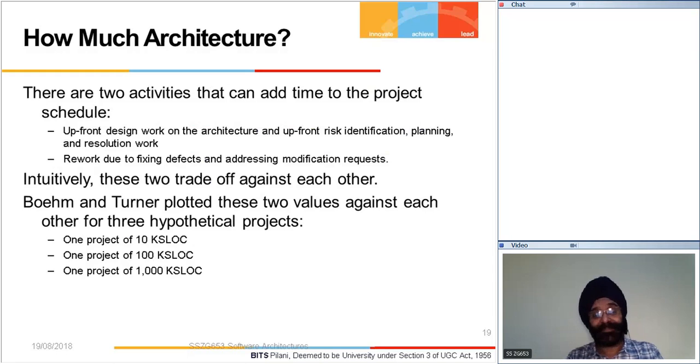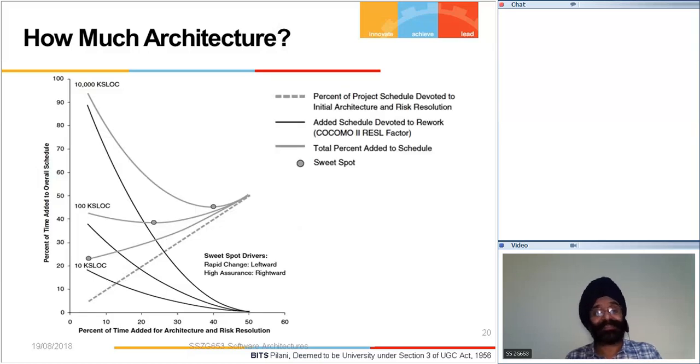So your various projects: 10 KSLOC. KS stands for kilo, S stands for source. So kilo source lines of code. So 10 kilo source lines of code would be a small project. 100 kilo source lines and 1000 kilo source lines would be very big projects. So based on these various project sizes, there's a nice graph that's been drawn up here. This is for the 10,000, this for the 100,000, and this is for the 1,000,000 source lines of code.